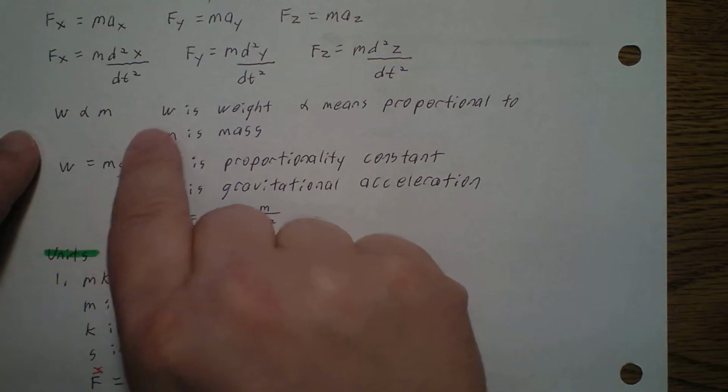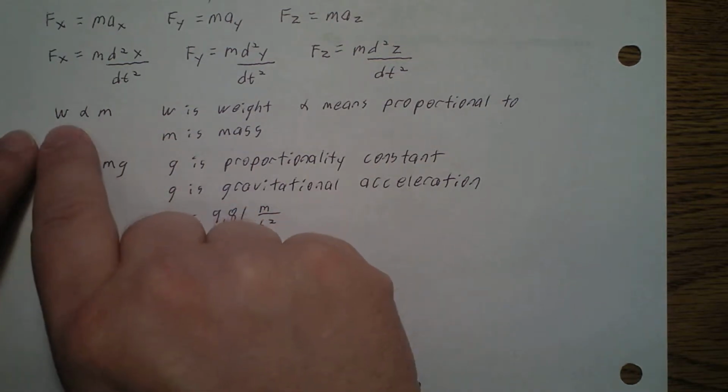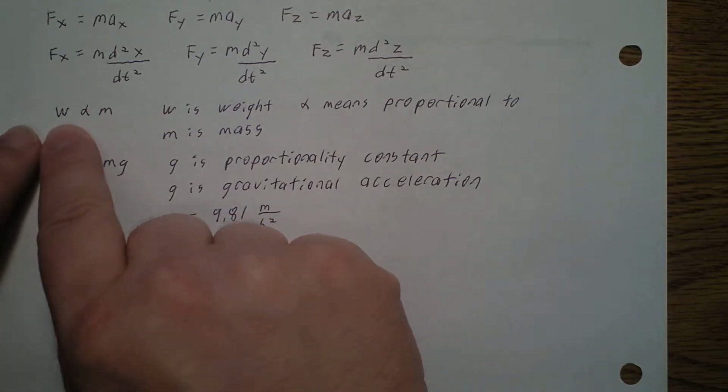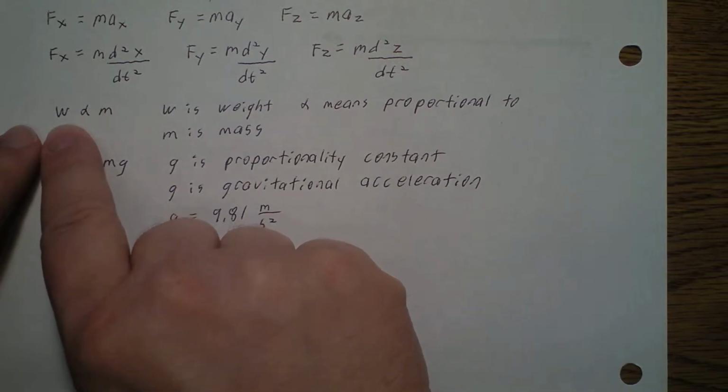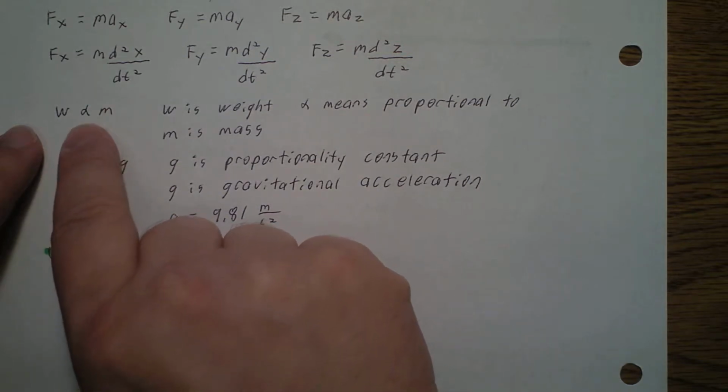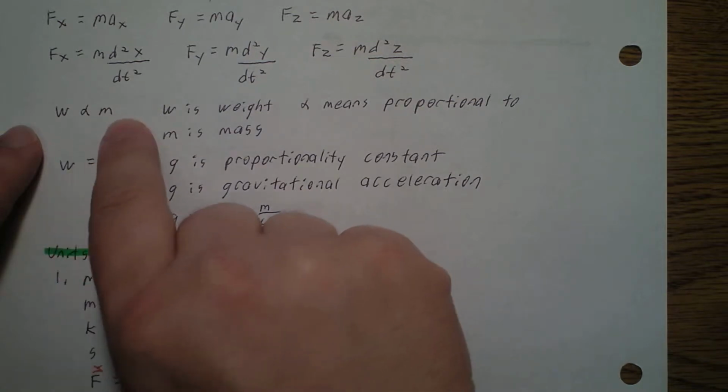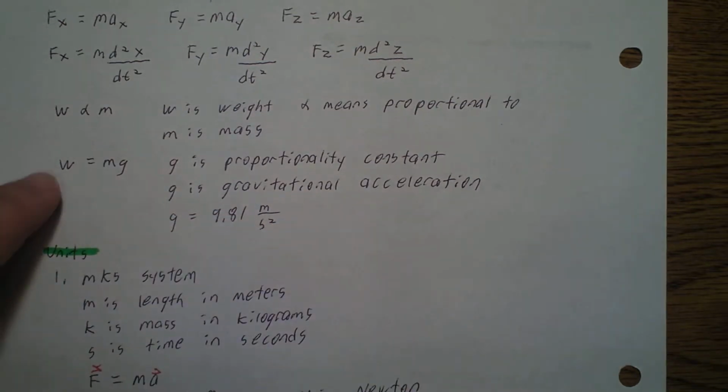Now remember, weight is proportional to mass. Lowercase w is weight for now. We're also going to use lowercase w for work, so pay attention to context. And this symbol alpha means proportional to in this context. And then lowercase m, of course, is mass.